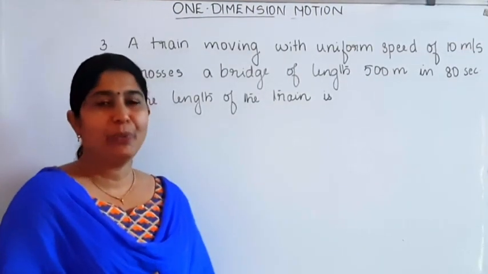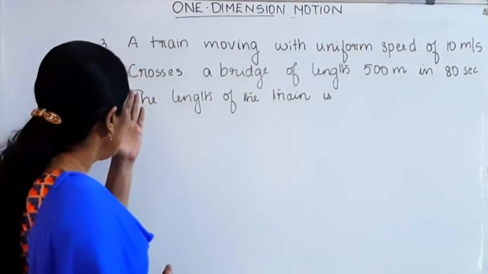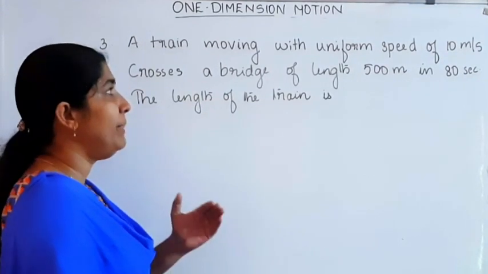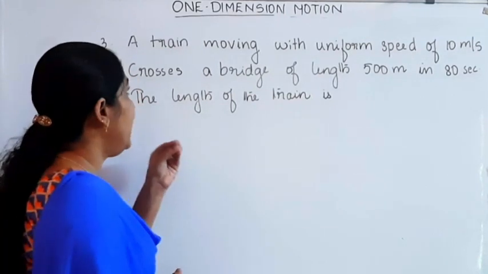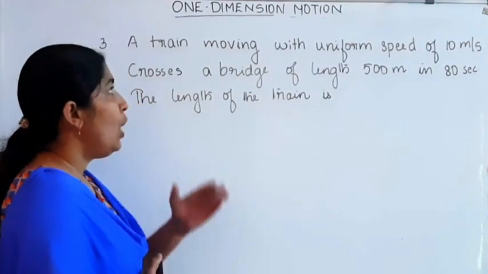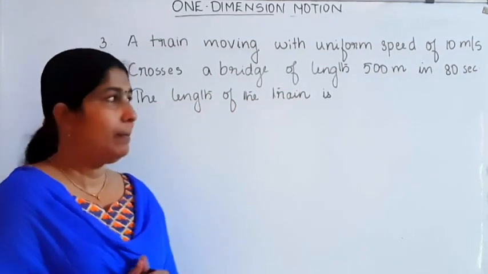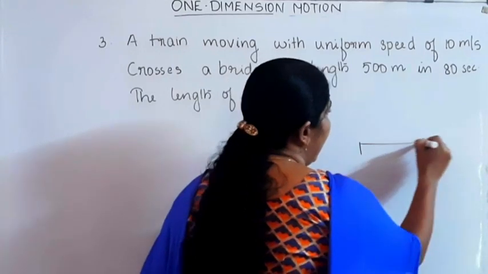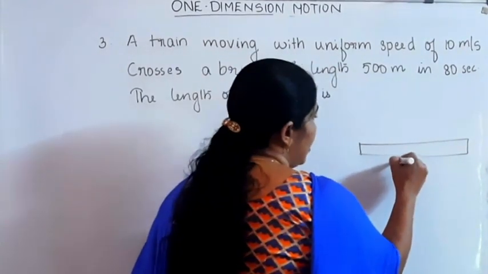Now we can go through the problems related to this particular topic. Our first question: a train moving with a uniform speed of 10 meter per second crosses a bridge of length 500 meter. Okay, here there is a bridge. The train crosses this bridge. This is the bridge.